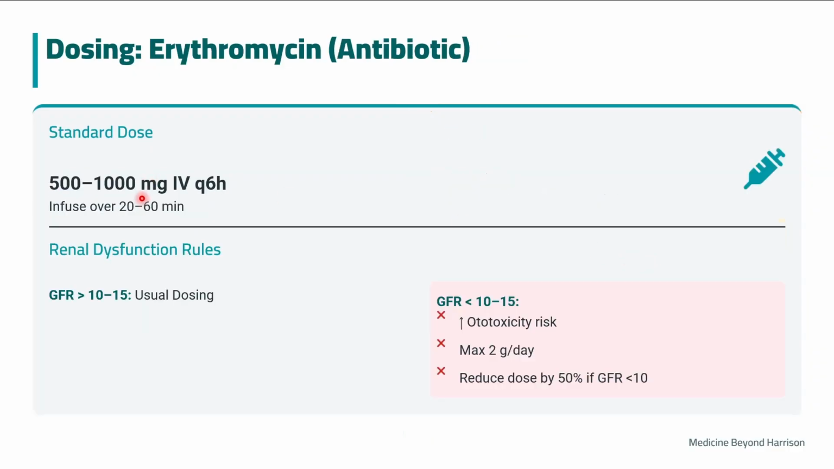Erythromycin as an antibiotic, which is rarely used nowadays, is given as 500 milligram to 1000 milligram IV every 6 hours, infused over 20 to 60 minutes. In renal dysfunction, with GFR more than 10 to 15, you can go for regular dosing. If less than 10 to 15, try to avoid erythromycin because of increased ototoxicity; you can go up to a maximum of only 2 gram per day and reduce the dose by 50% if GFR is less than 10.